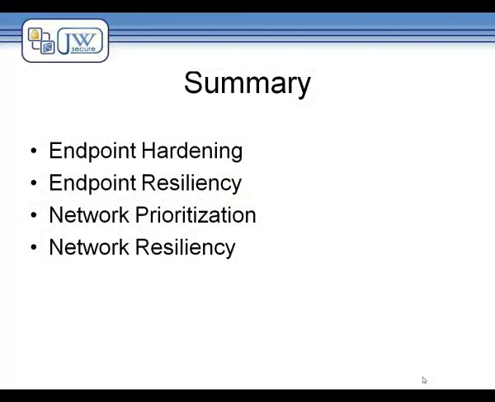In summary, the 4 pillars of network security are endpoint hardening, endpoint resiliency, network prioritization, and network resiliency. Together, they serve as a model for analyzing your network, for identifying risk, and for making wise investments to protect your business needs.